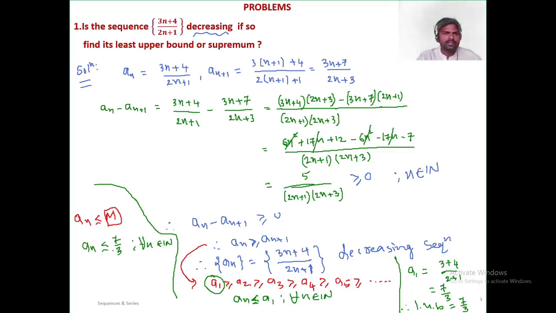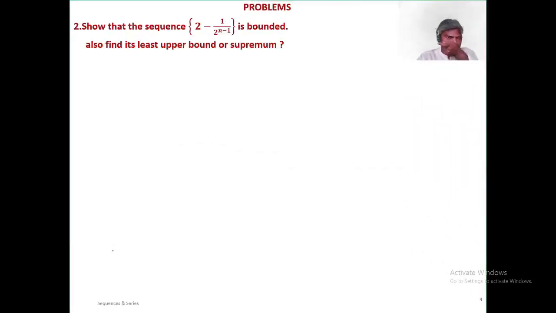Next, problem number 2. Show that the sequence is bounded. Sequence is bounded means I need to find a small m and a capital M, lower bound and upper bound, such that small m is less than or equal to an, which is less than or equal to capital M. Both need to be calculated. If both small m and capital M exist, then I can say that the corresponding sequence an is a bounded sequence. Now let us find such small m and capital M.